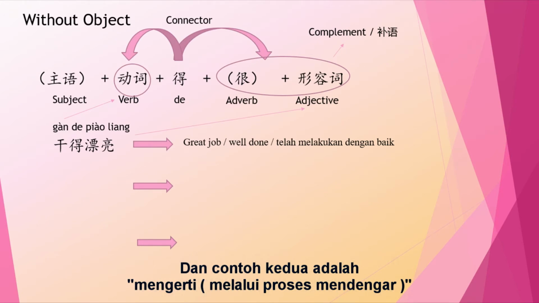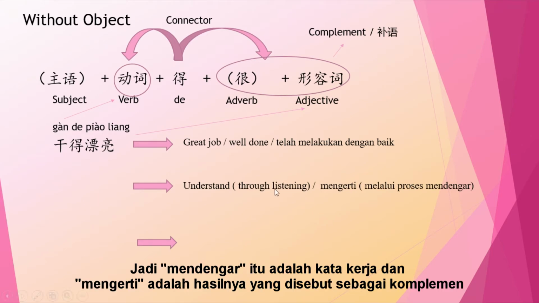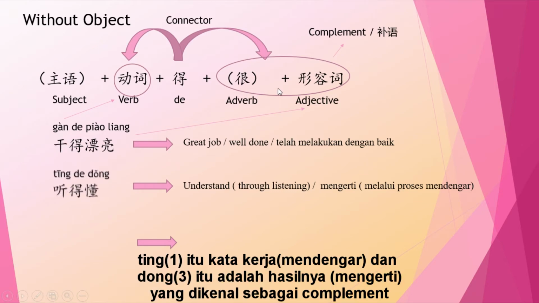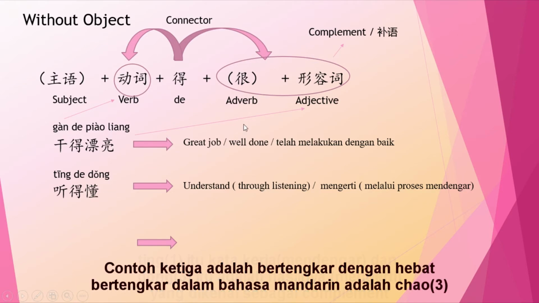And then the second example is understand through listening. So listen is the verb, and then understand is the result which we call as complement. So the verb we always put first. So 听得懂. So we call it 听 is the verb, and then 懂 is the result, understand, which we call as complement.